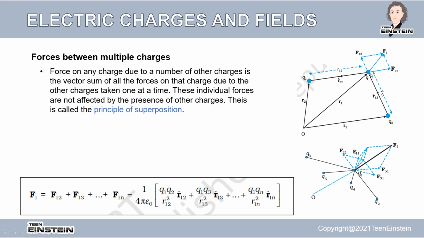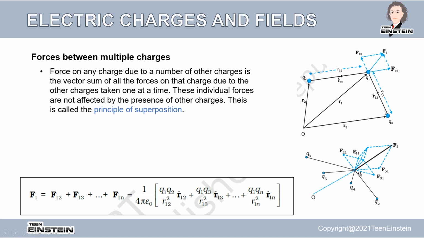For example, first I need to find out, so the aim is to find the total force acting on the charge Q1 due to these two charges. So first what I do, I ignore the charge Q3 and continue to do this only with the charge Q2 and find out what is the force exerted on Q1 due to Q2. So that is nothing but F12.